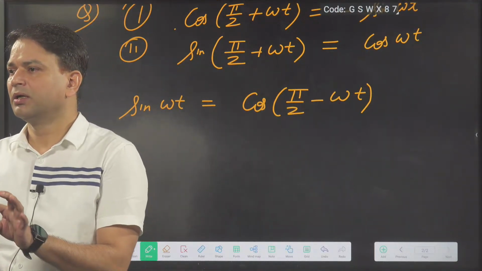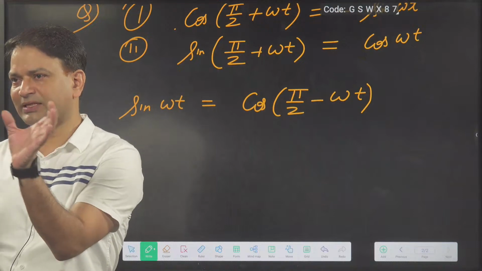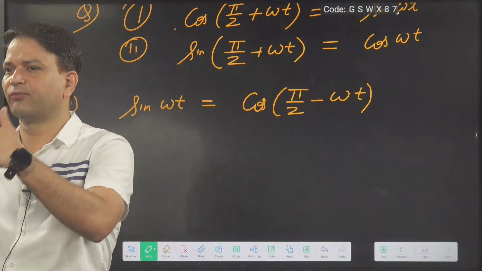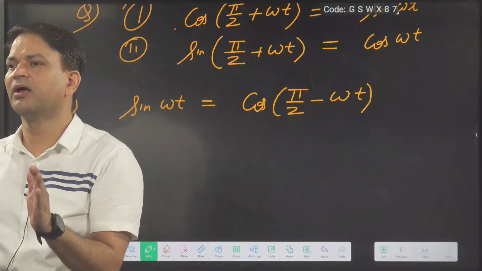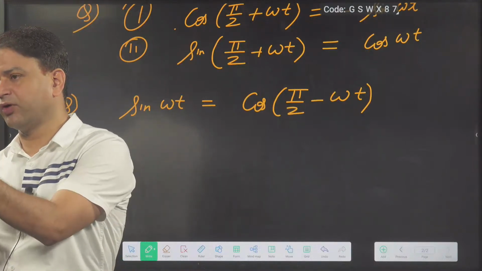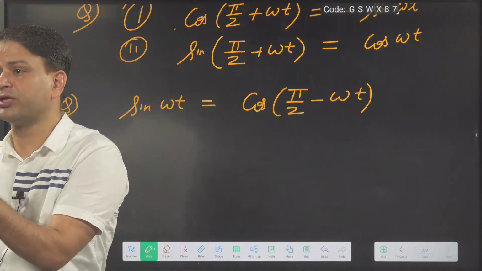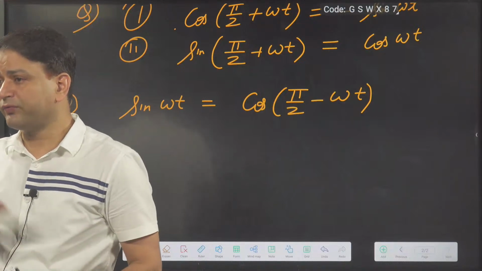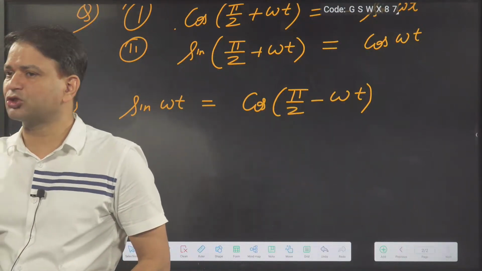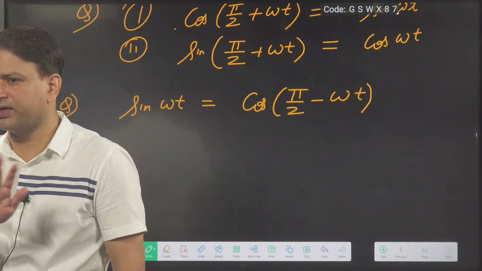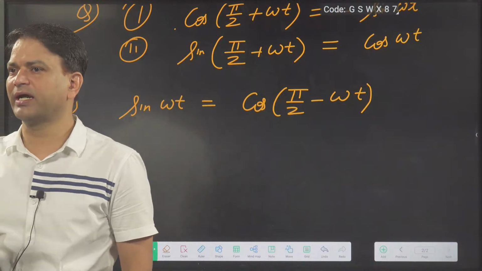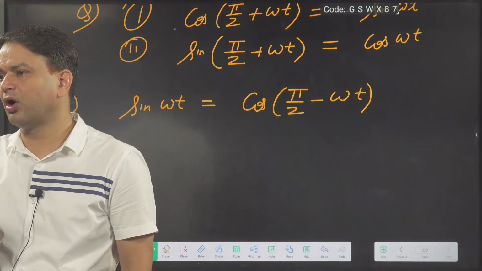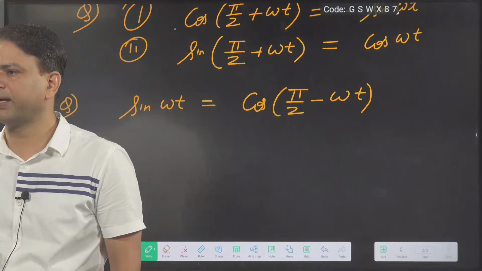Everybody got it? So sine means I gave the current and voltage in sine and cos, and this sine I want to convert into cos. Then I said that sine I can convert into cos when we introduce the angle pi by 2. When we are writing pi by 2 minus, it means first quadrant, where all trigonometric ratios are positive. So no need to think about the plus or minus. Directly you can write sin omega t is equal to cos(pi by 2 minus omega t).